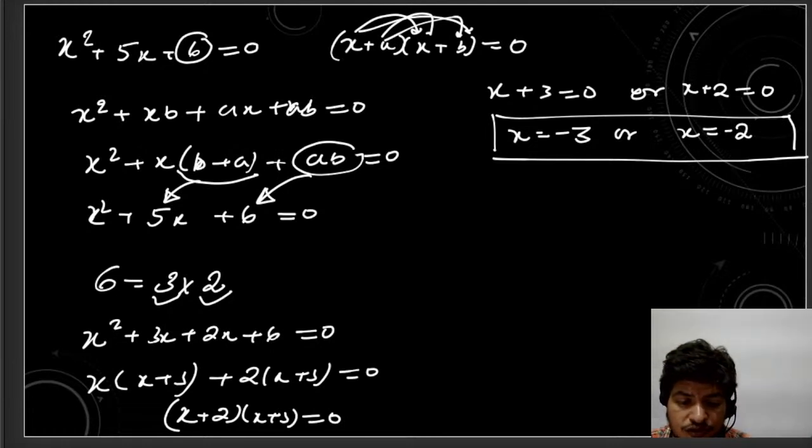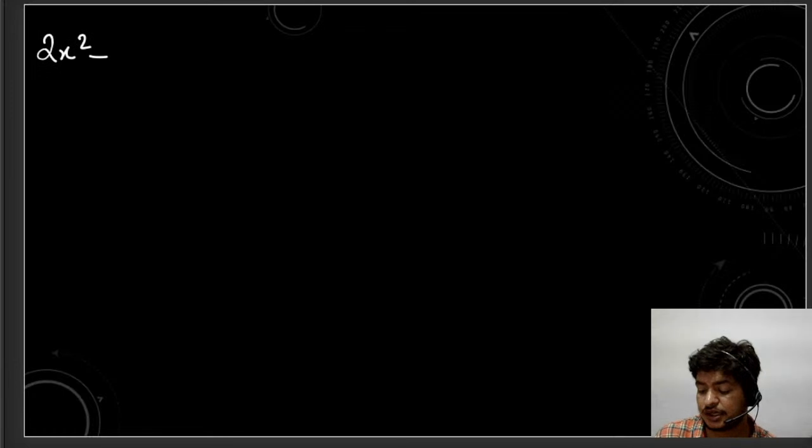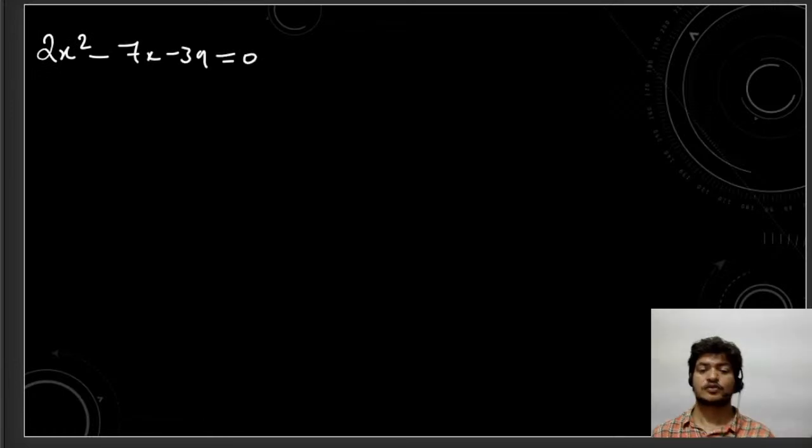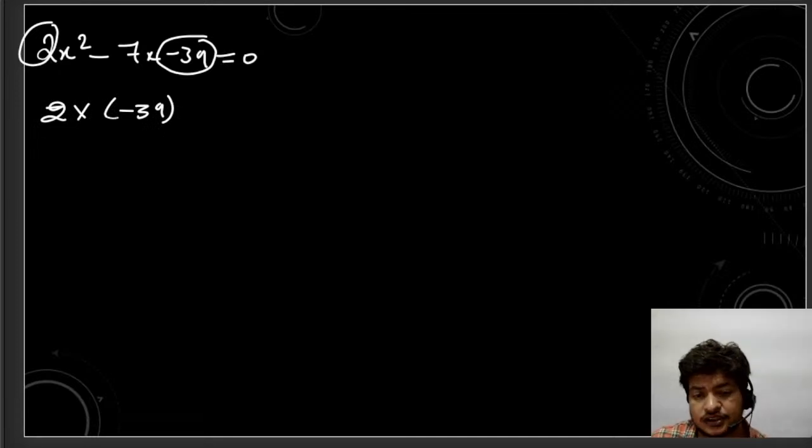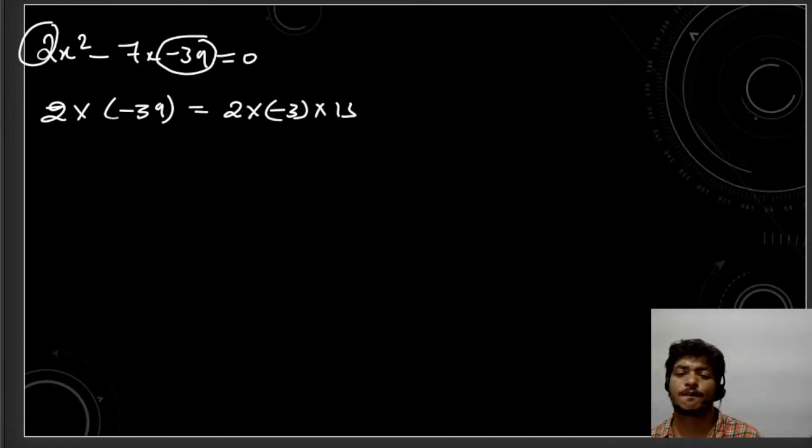Second question I am giving you again. So if you can see here, 2x square minus 7x minus 39, that is equal to 0. Okay, so for that what we'll do, we will multiply minus 39 and 2. You will get 2 multiply with minus 39, or we can write this one as 2 multiply with minus 3 multiply with 13.